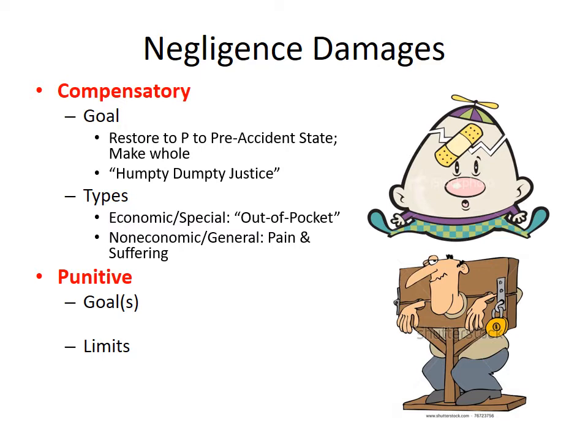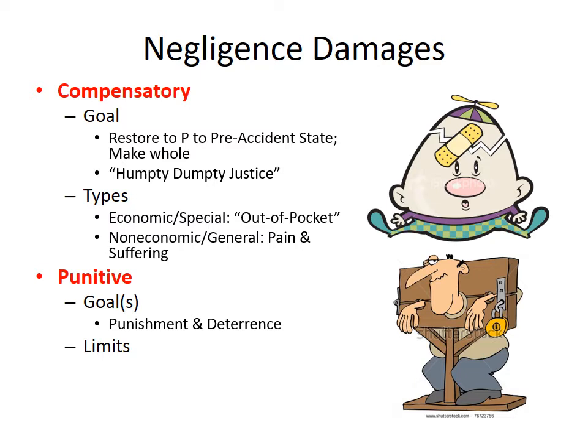Now, the other form of damage is punitive damage. And here the goal is distinctly different. It's not to put the plaintiff back into the position that he or she was before, because compensatory damages already do that. So punitive damages serve two different purposes. These are social or public purposes. One is to punish the defendant for engaging in reprehensible behavior, and the other is to set a precedent to deter other people from engaging in the same behavior and perhaps to deter the defendant from doing the same thing.